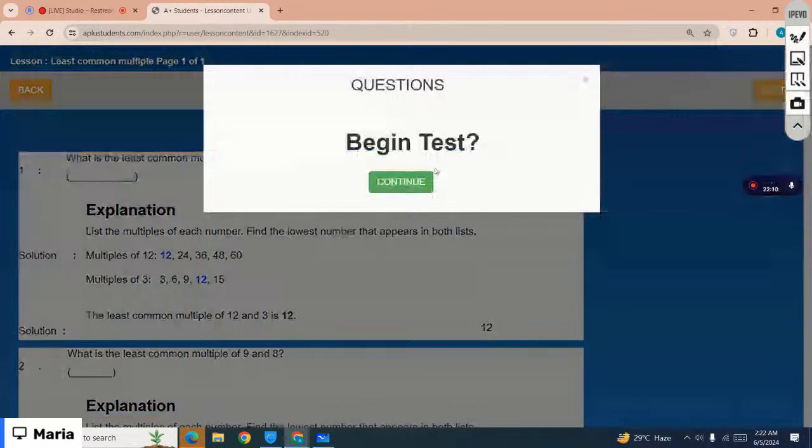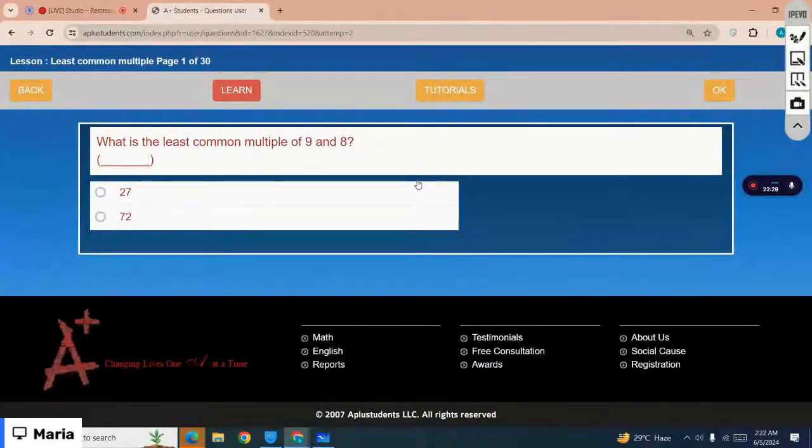The practice question, let's just start with the practice questions. Common multiple of 9 and 8. So you have to write down the least common multiple of 9 and 8, right? So let's just write down the multiples of 9 and 8.